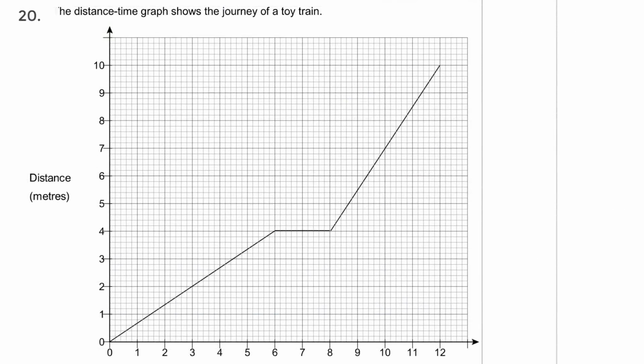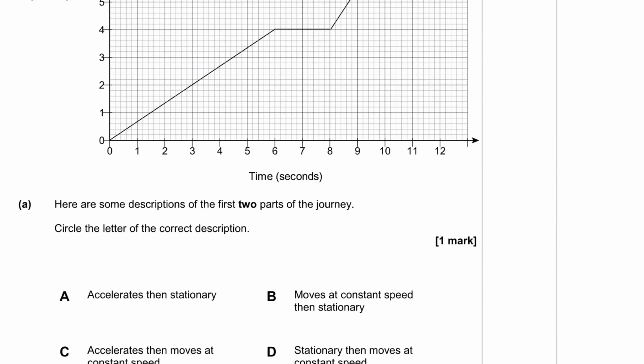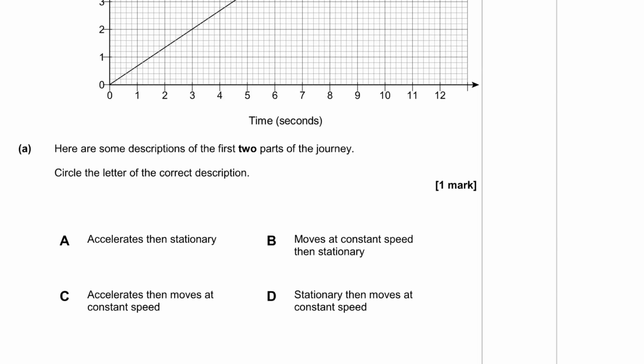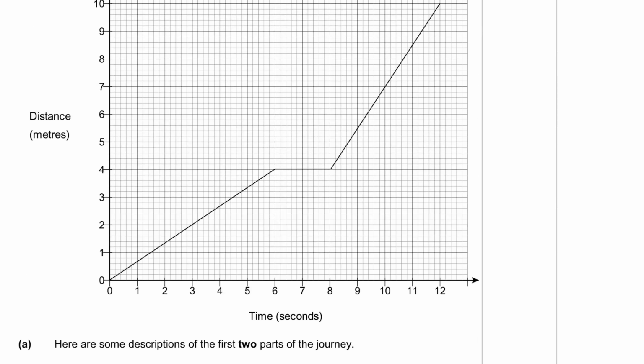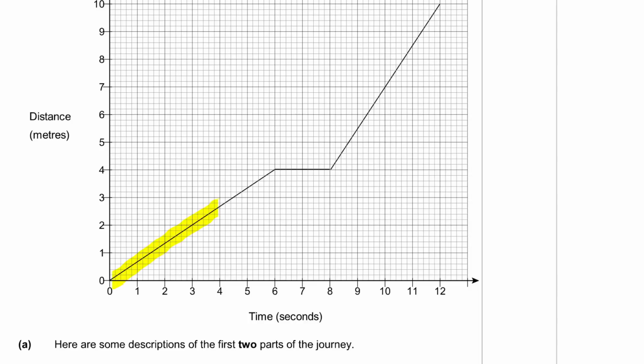That gives us a distance time graph showing the journey of a toy train. And underneath we have 4 possible descriptions of the first 2 parts of the journey. Now let's have a look at the first 2 parts of the journey. This first part here is a straight line, and it is increasing as time increases, so it's sloping upwards. So that indicates that the toy is moving at a constant speed.